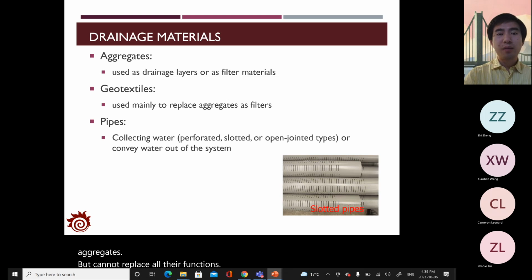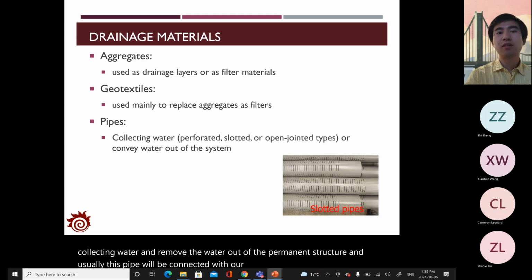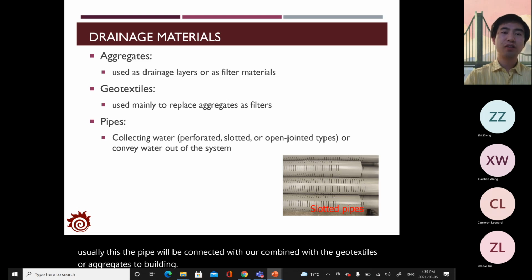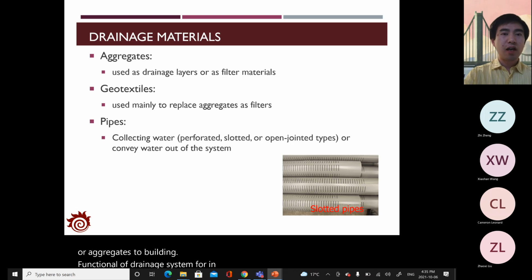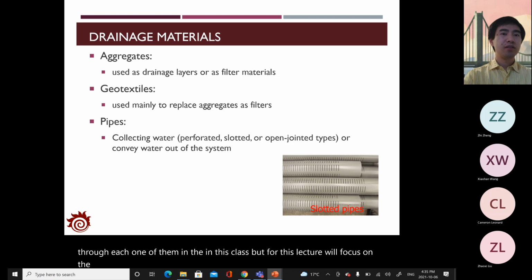The last one would be the pipes. The major purpose of the pipe is collecting the water and removing the water out of the pavement structure. And usually the pipe will be combined with the geotextiles or aggregates to build a functional drainage system for the pavement structure. I will go through each one of them in this class, but for this lecture, we will focus on the aggregates as the drainage layer.